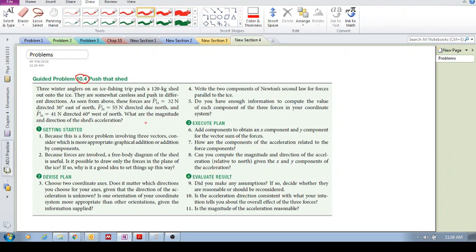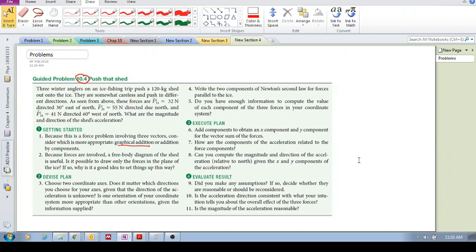Okay, so let's see here. The first thing is, look at what they say here. It's a force problem involving 3 vectors. Consider which is more appropriate, graphical addition or addition by components. So what do they mean by that?